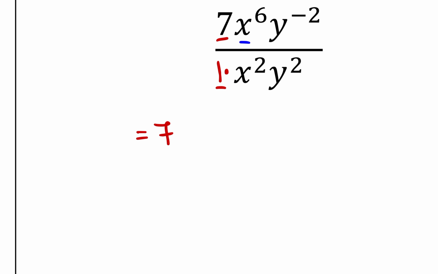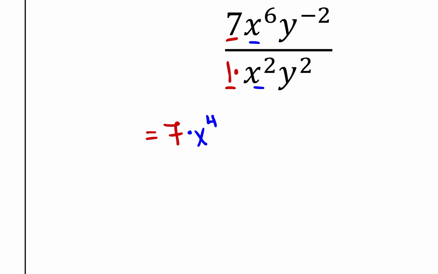Then for the x's, I have x to the sixth divided by x to the second. That's going to give us x to the fourth times y to the, we have y to the negative 2 divided by y to the positive 2. So that's going to be what? Negative 2 minus 2. That's going to give us negative 4. So watch out for that one.